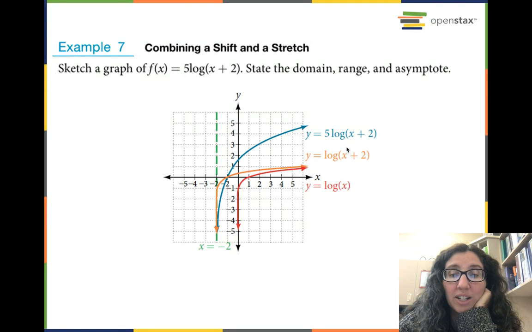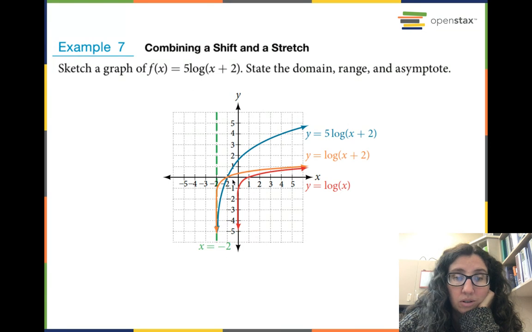Okay, so let's shift it to the left by 2. The vertical asymptote is going to shift to the left by 2. The x-intercept is going to shift to negative 1. It'll be here at negative 1. And this one shifts over from 5, 1 to 3, 1.